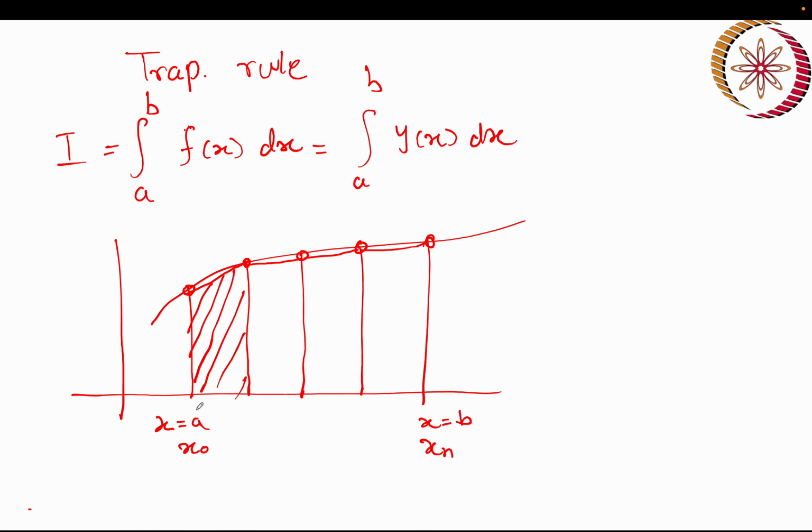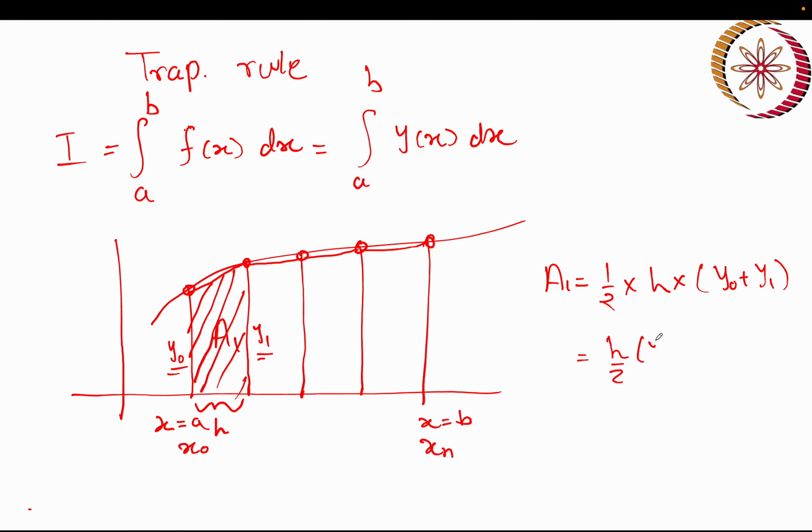In this trapezoid, this can be treated as the height, and these are the parallel sides. The lengths of these are y0 and y1. So if we say this is area 1, area 1 is nothing but half into height, which is h, and the sum of parallel sides, which is y0 plus y1. So that is h by 2 (y0 plus y1).